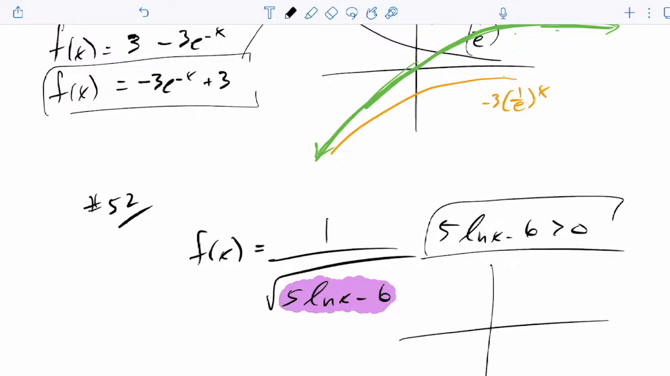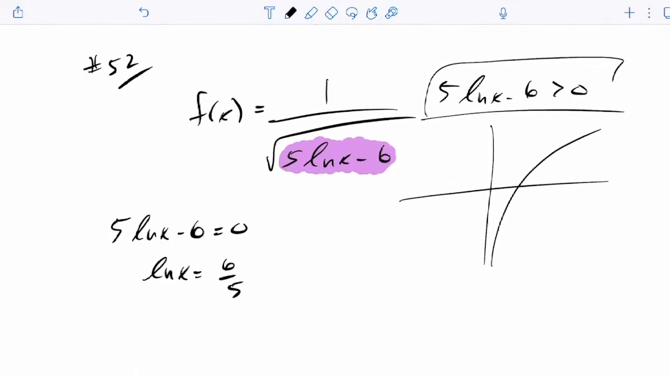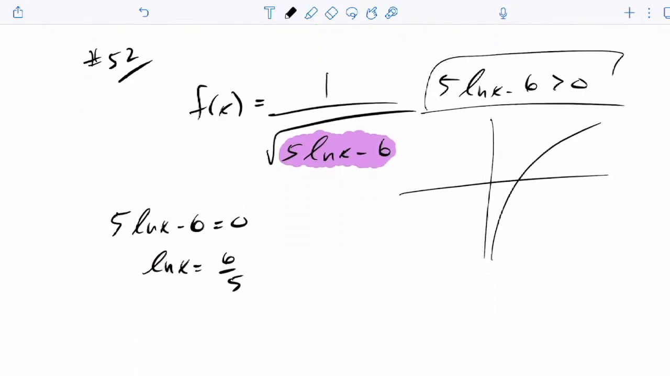So if you look at your ln function, it's going to look something like this. And you want to know when is it at 6/5, because you can see your ln function is an increasing function. As I read it from left to right, it's getting larger and larger. So that means once I find out when it's equal to 6/5, at that value and beyond, the function will be defined. So I'm going to set this equal to 0 to find when the ln of x is equal to 6/5.